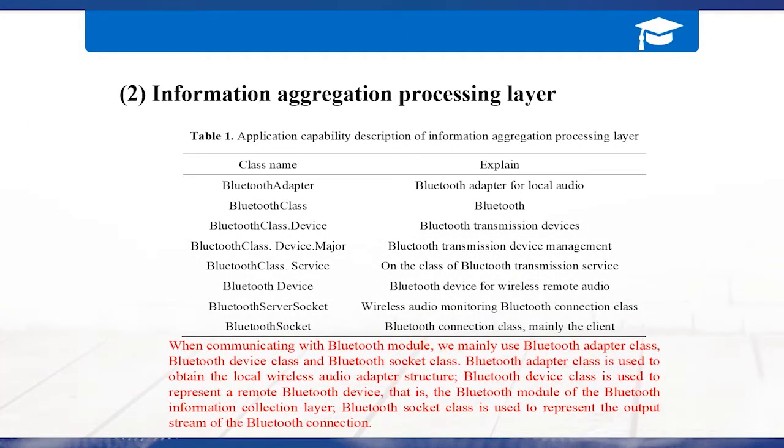2. Information aggregation process layer. Tier 1 is the information aggregation process layer. From this table, we can call Bluetooth name, including Bluetooth adapter class, device, several socket and socket. When communicating with the Bluetooth model, we merely use the Bluetooth adapter or Bluetooth device and Bluetooth socket class. Bluetooth adapter class is used to obtain the local wireless audio, and so on.